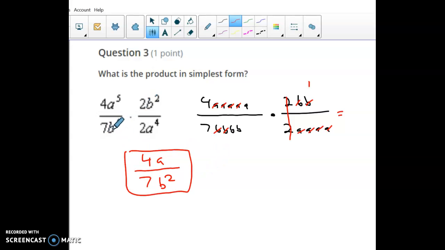Right, we sort of have 2 more b's in the denominator and 1 more a in the numerator. And then we got the 4 and the 7 that don't cancel.